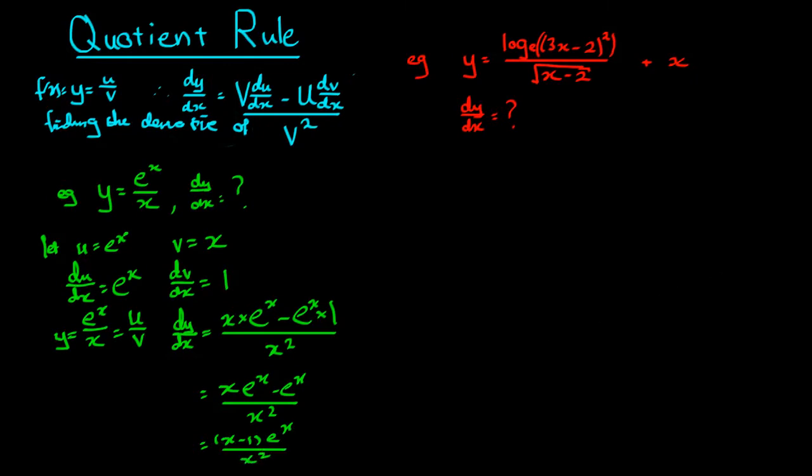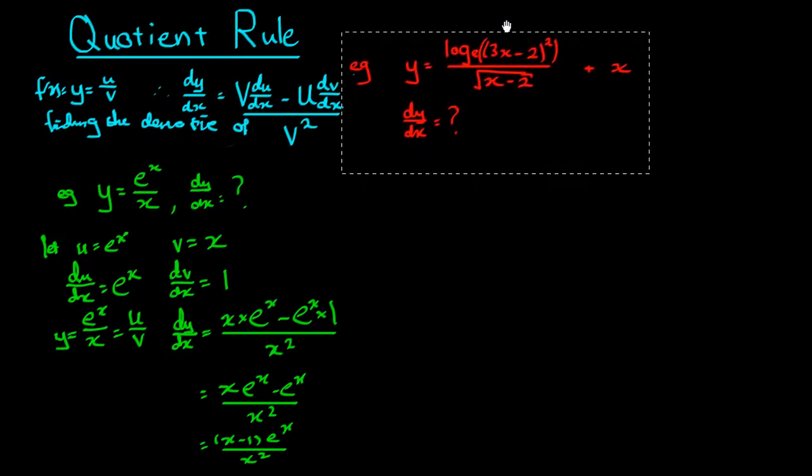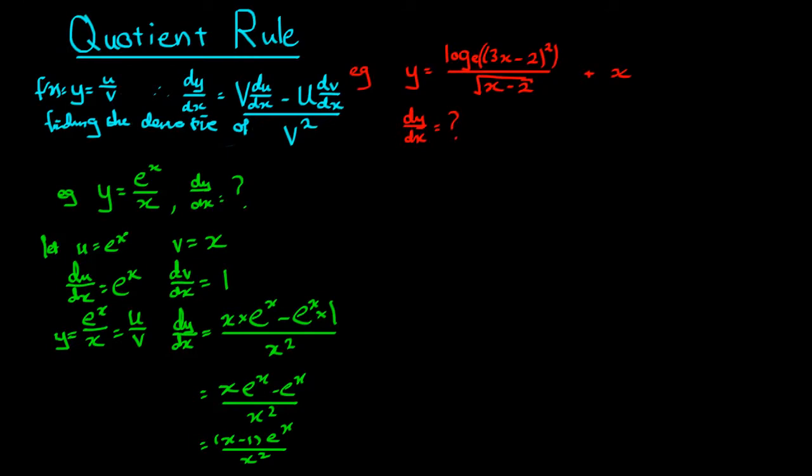So let's look at a more difficult example over to the right here. I'll move this over so we have room for later. We start off with the term y equals log e, bracket, 3x take 2, all squared bracket, over the square root of x take 2 plus x. And I've put in this second term in here just to get you to think a little bit, because what we're going to do is deal with these derivatives separately.